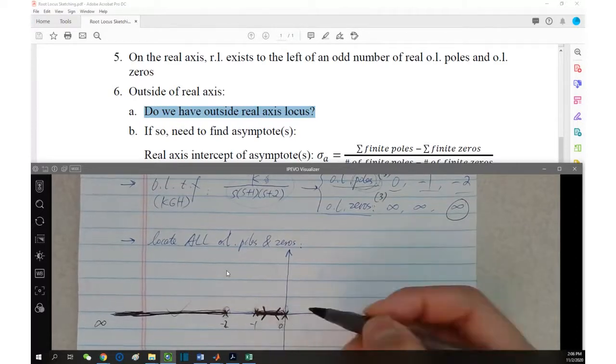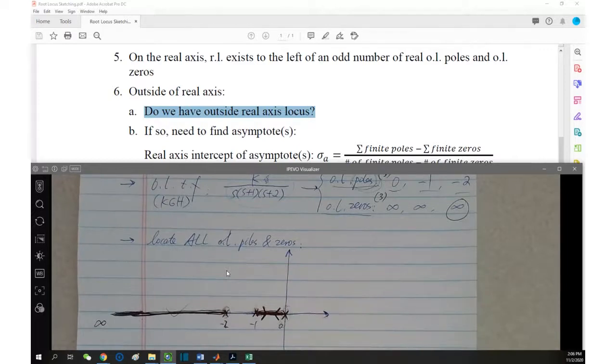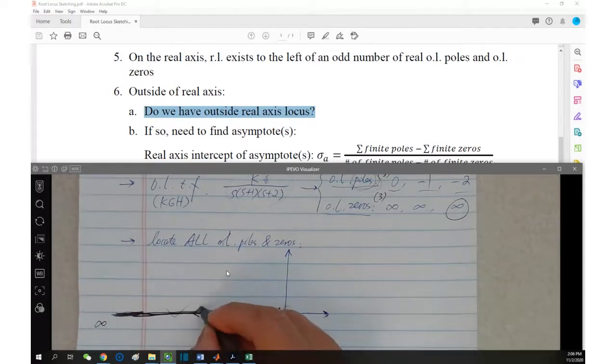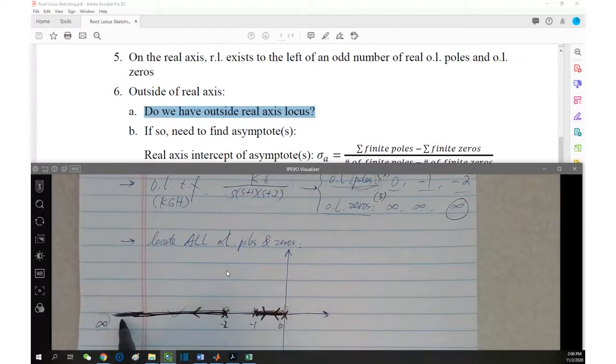Does it make some sense? Because both are starting points. Okay, we can't violate this property. It's not like this, because this is one starting point at -2 going towards the left. Infinity is the ending point, receiving the end of the locus branch. So it's okay. This is obviously not, right? Both are starting points without seeing any ending points yet. Okay.